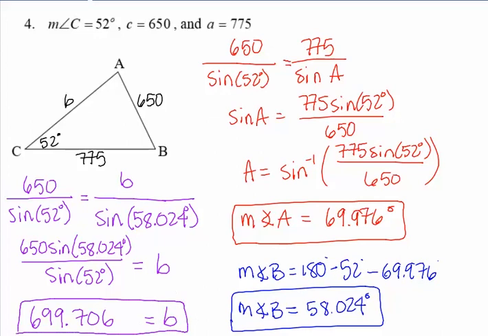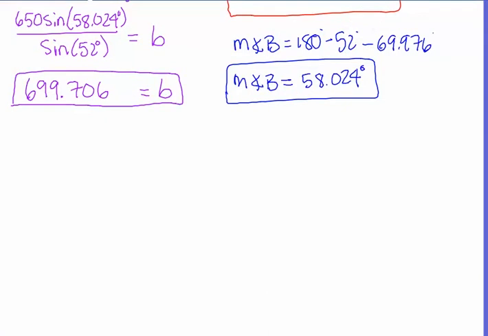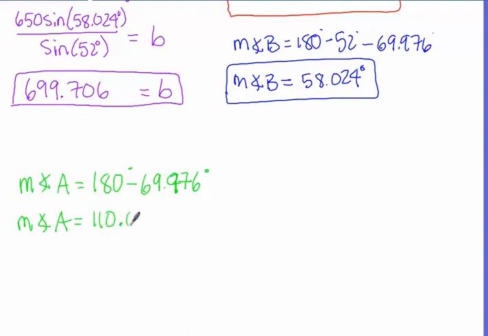Now, let's go ahead and see if there was a second possible triangle. We need to go back to angle A. So the second possibility is if the measure of angle A was 180 minus what we had in the red box above, 69.976. This gives us that the measure of angle A is 110.024 degrees.